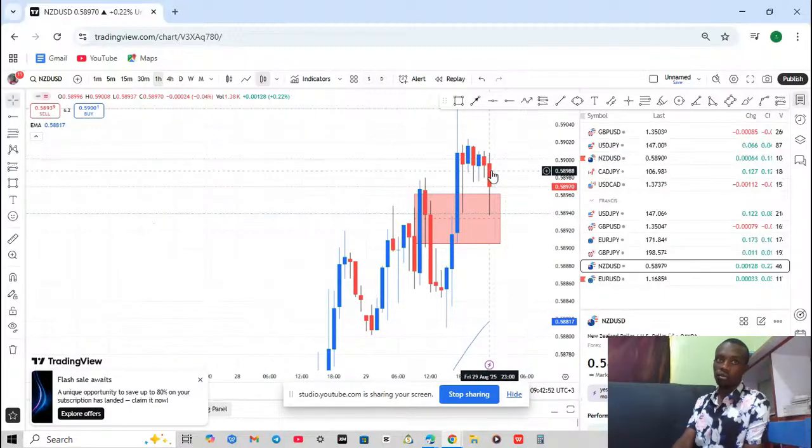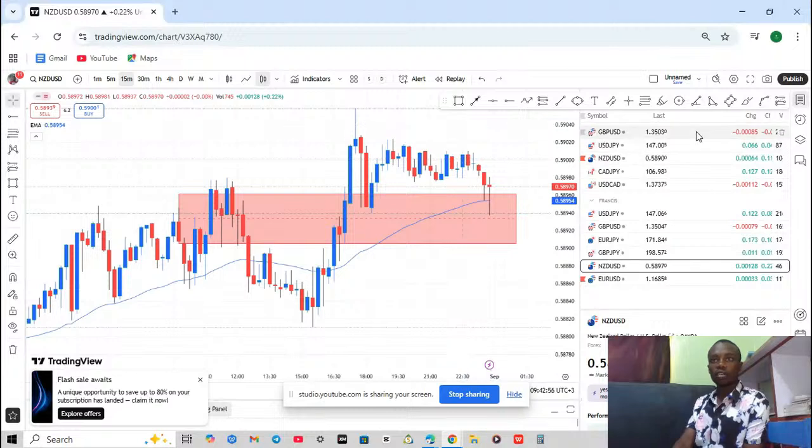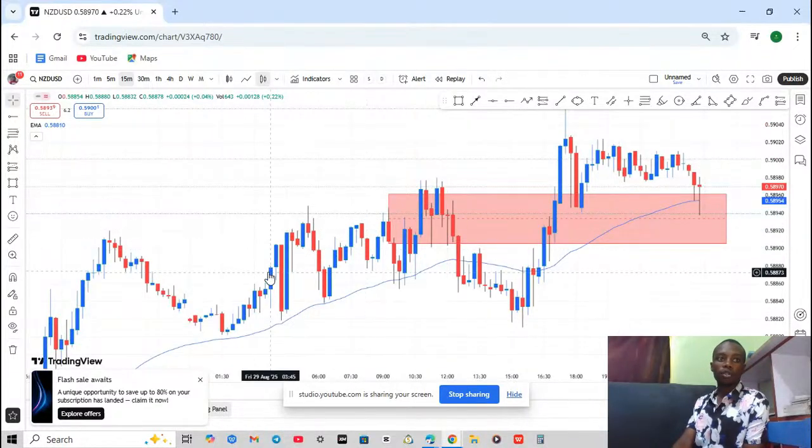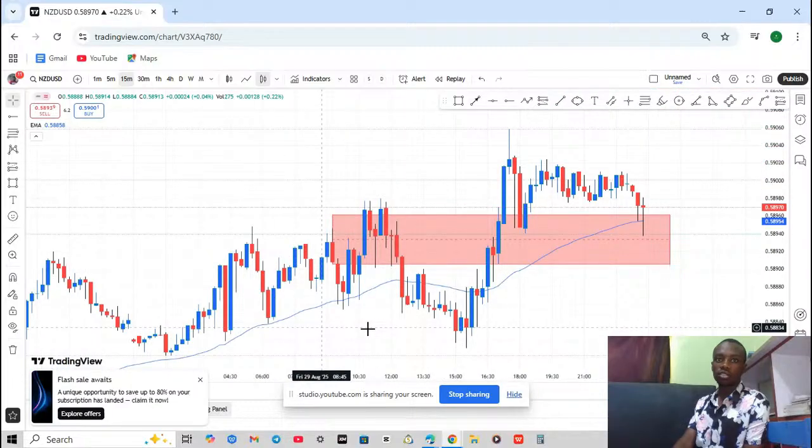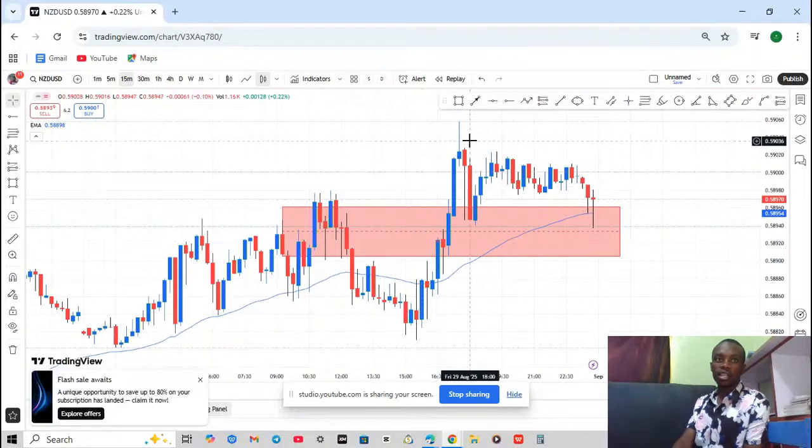has had consecutive closes above the 50 exponential moving average. In the 15-minute chart, for those of you who can't see, we have a clear uptrend forming higher highs and higher lows. This is, I guess, quite clear. Then the market pulled back to the previous major level of structure.